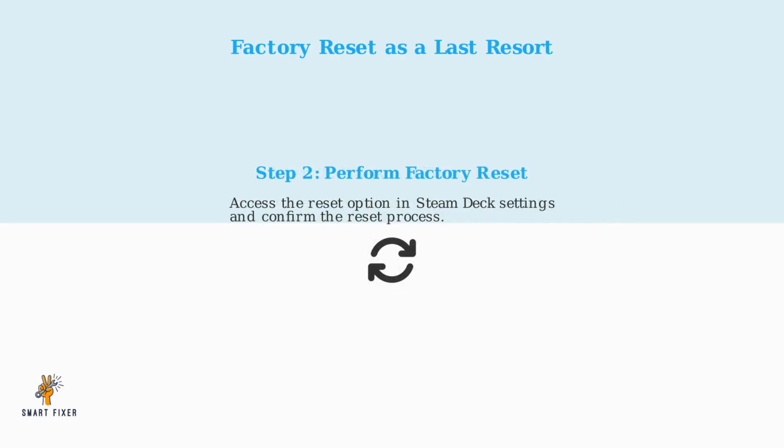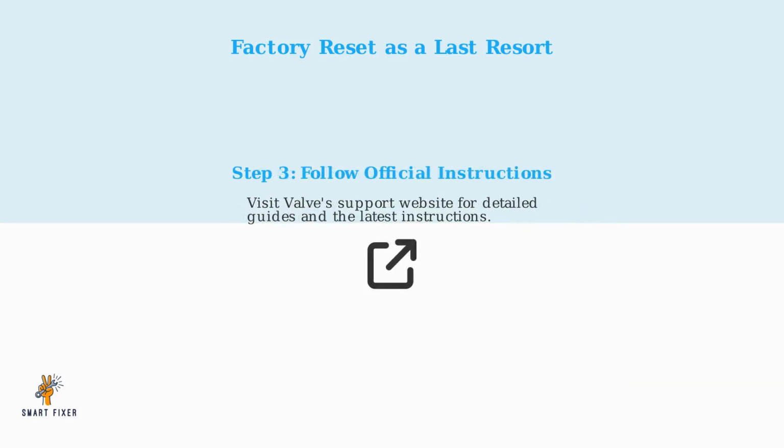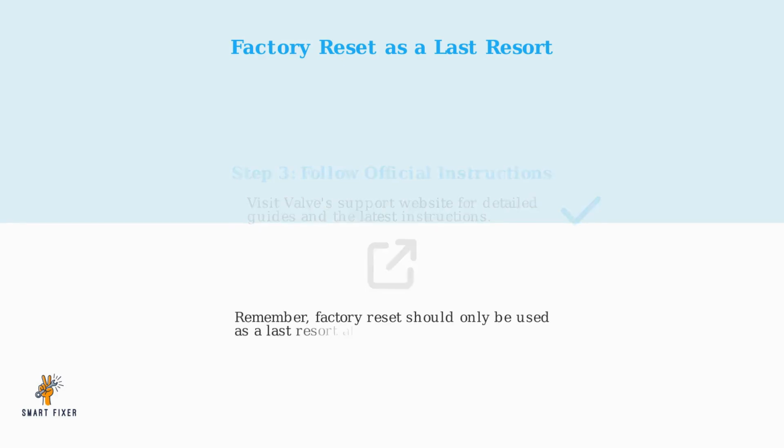Next, access the factory reset option in your Steam Deck settings menu and confirm the reset process. After initiating the reset, this step is complete. Finally, visit Valve's official support website to find detailed guides and ensure you're following the most current instructions for your Steam Deck model. Following the official instructions completes the factory reset process. Remember, factory reset should only be attempted as a last resort after exhausting other troubleshooting options.